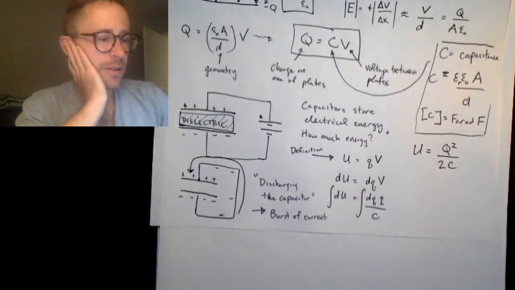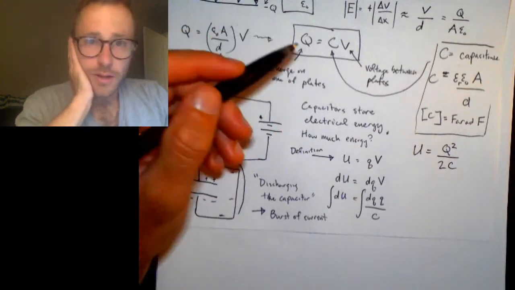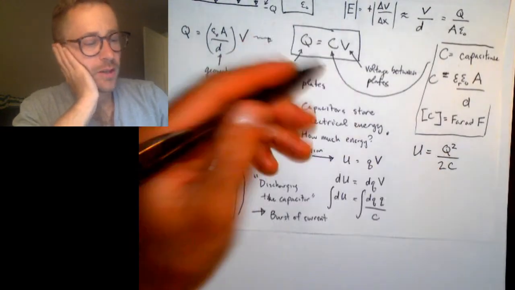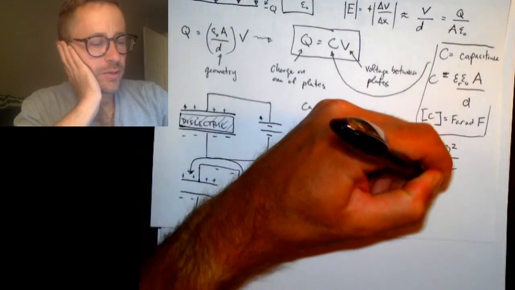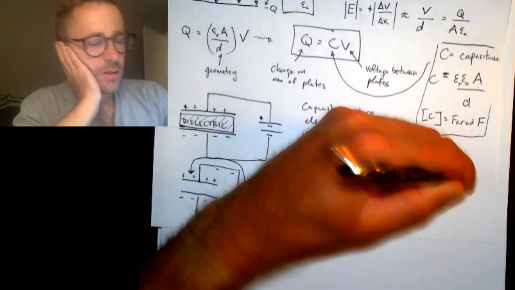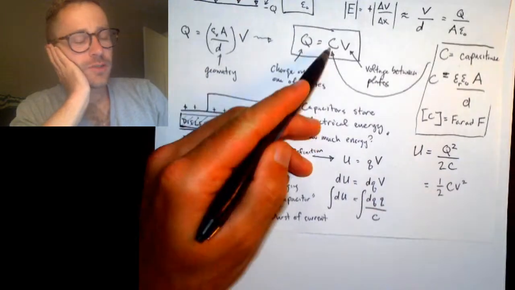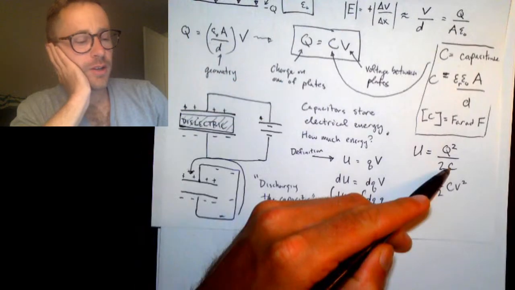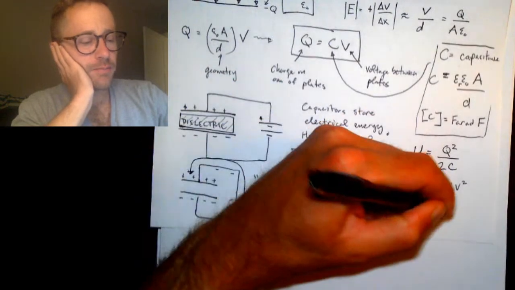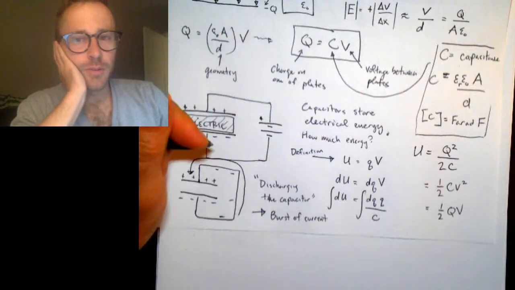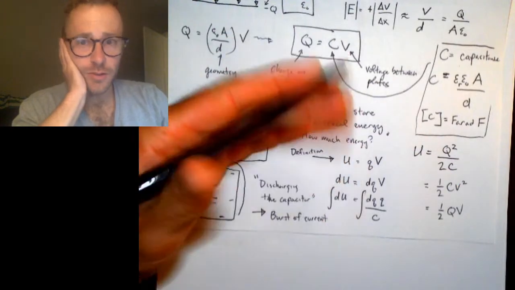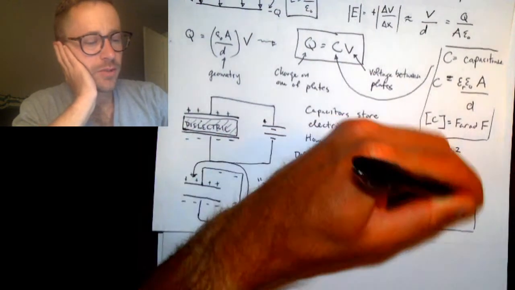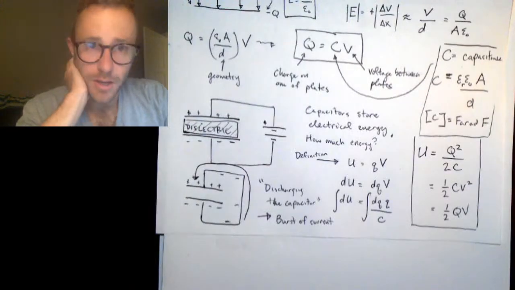If you wanted to, you could take q and replace it with cv, and you would get 1/2 cv squared. Or you could take c and write it as q over v and plug it in there, and you would get 1/2 qv. So there are different manifestations. These all give the same answer. They're just different ways of writing the same thing. So that is the energy stored in the capacitor.